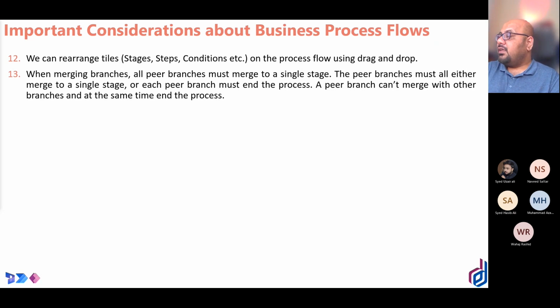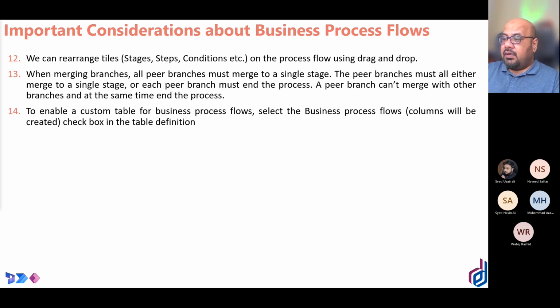And the peer branches must either all merge into a single stage, or each peer branch must end the process. This is what I showed you: the end of the process, which I ended here, or a continuation into the next one. The peer branch can't merge with other branches and end at the same endpoint. So you can't end the business process at the level of the branching. There should be a stage available there, either the closure or a continuation part.